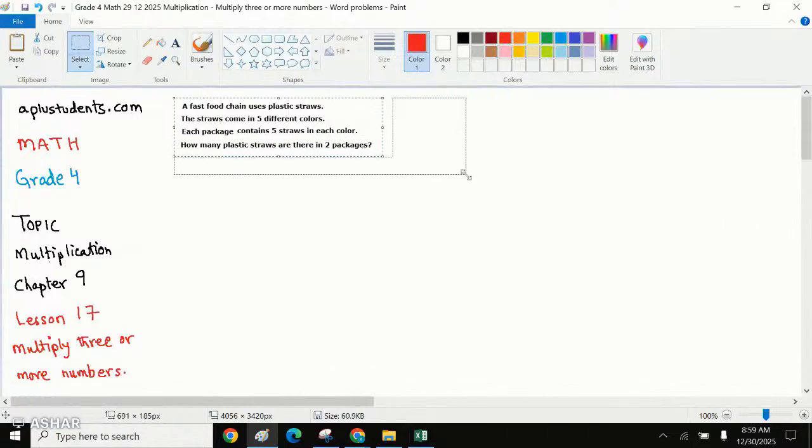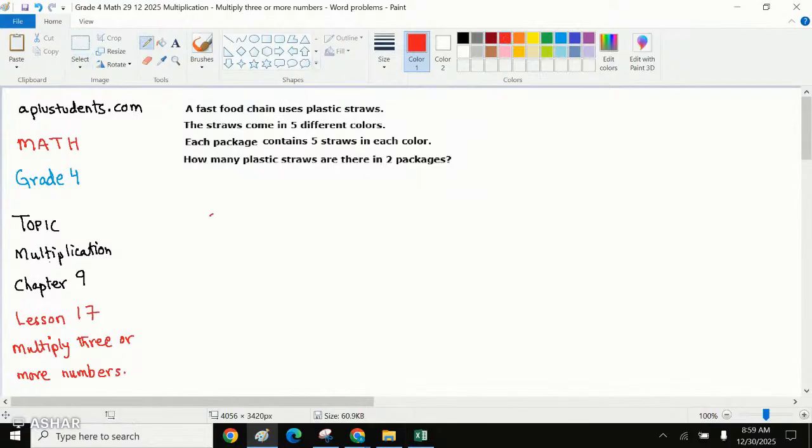The question says a fast food chain uses plastic. Question number 1 on your screen. Plastic straws. The straw comes in 5 different colors. Each package contains 5 straws in each color. That means if we have one package, right, we will have straws of different colors. 1 color, 2, 3, 4, and 5, right? Each pack has 5 different colors, 5 straws in each color, one straw of each color. How many plastic straws are there in 2 packs?